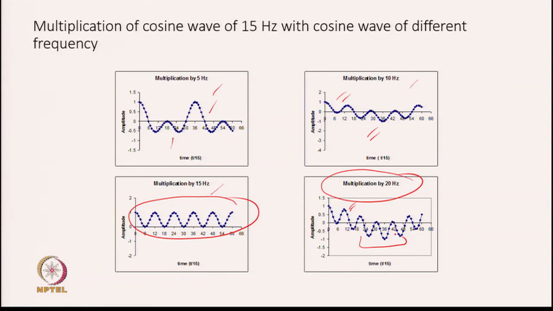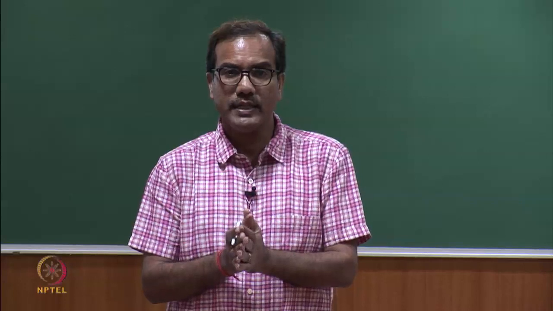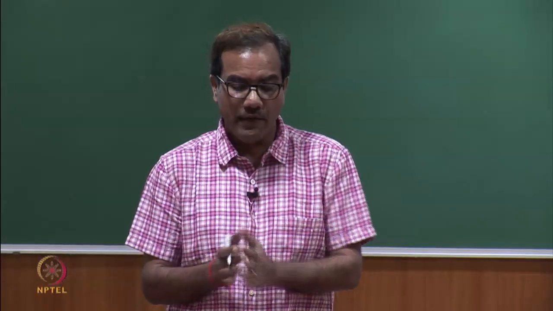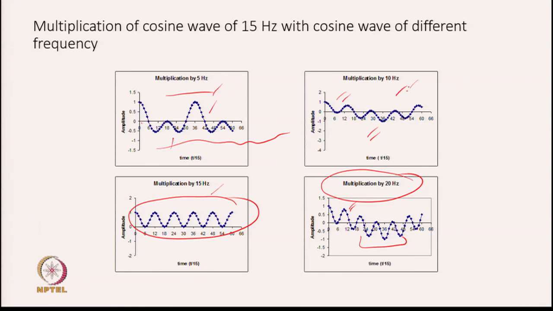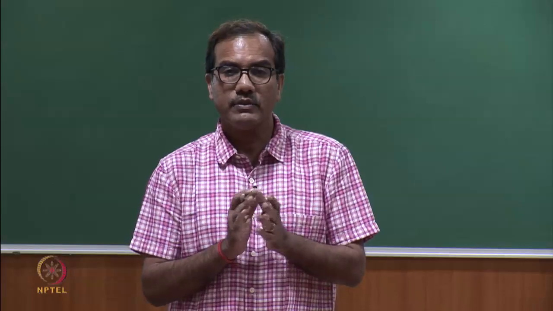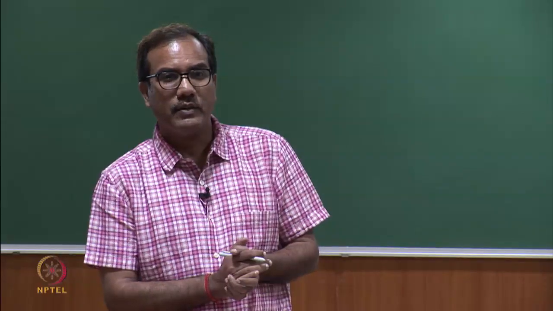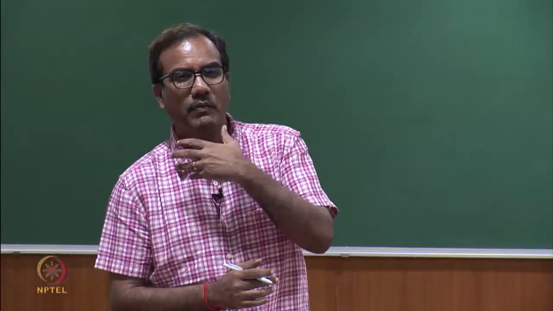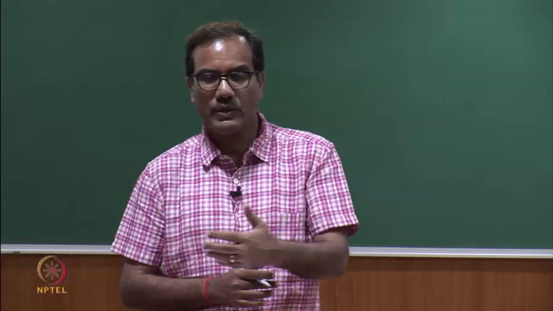And now, if we sum up from t equal to 0 to t equal to infinity, the amplitude you are going to get is 0. Sum of the amplitude will be 0. If we multiply the cosine wave of 15 hertz with a cosine wave of 5 hertz, this will be 0, and in this case also, and the sum of amplitude will be 0 when we multiply by a cosine wave of 20 hertz. In only one case it is not going to be 0, when you multiply the cosine wave of 15 hertz with a cosine wave of 15 hertz. You multiply by a cosine wave of any other frequency than 15 hertz, the total amplitude is going to be 0.